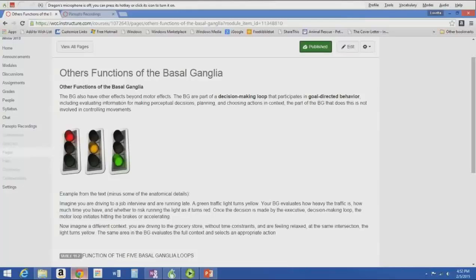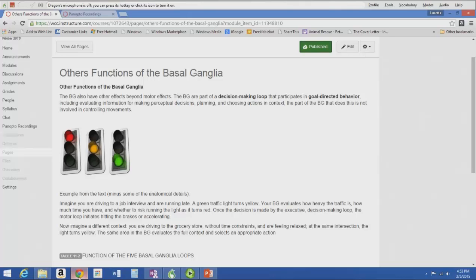So that's the example from the text, and I took out the anatomical details just to make it a little more accessible. So you imagine you're driving to a job interview and you're running late. Of course, you should have left early, but that's just me talking. So the green traffic light turns yellow. Your basal ganglia evaluate how heavy the traffic is, how much time you have, whether to risk running the light as it turns red. Once the decision is made by that executive decision-making loop, the motor loop initiates hitting the brakes or accelerating. So you're making that decision.